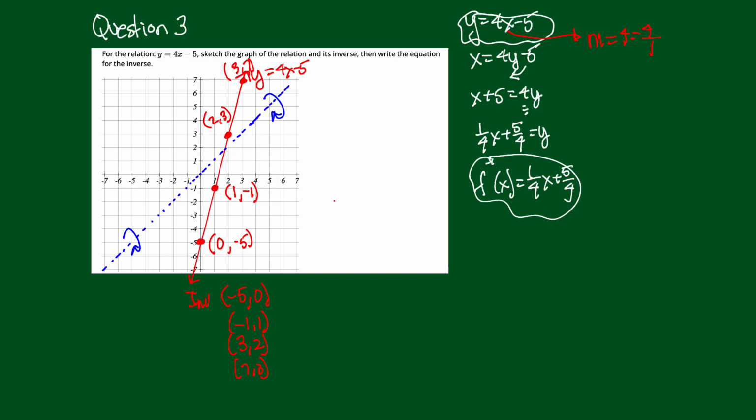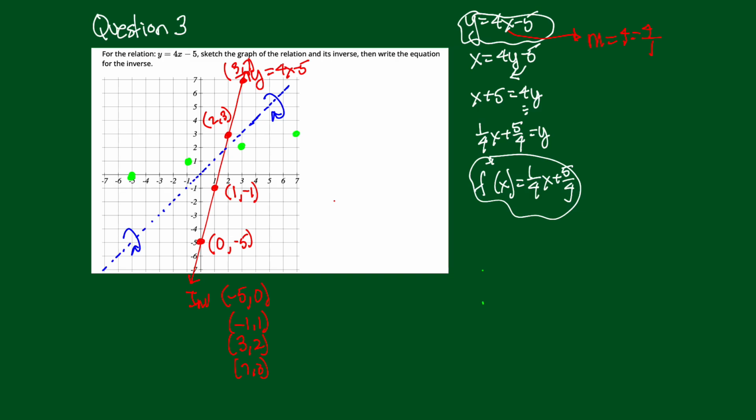So negative 5 and 0. Negative 5 and 0 is right here. Negative 1 and 1. Negative 1 and 1 is here. 3 and 2. Over 3 up 2. That's here. And 7 and 3. 7 and 3, that's here.